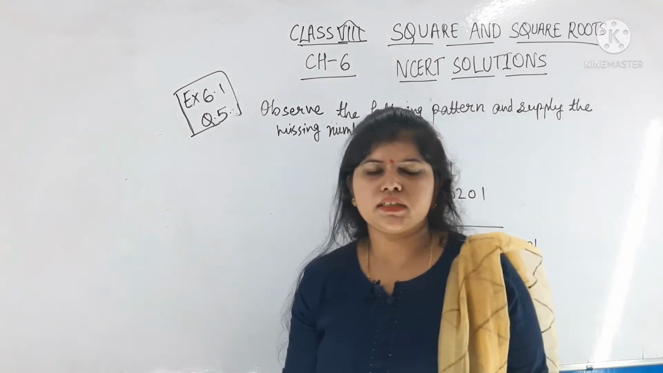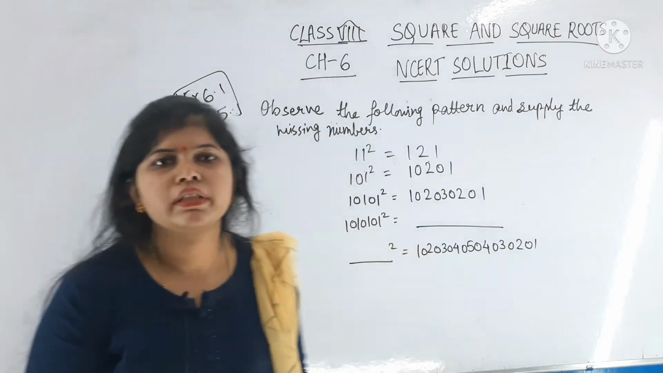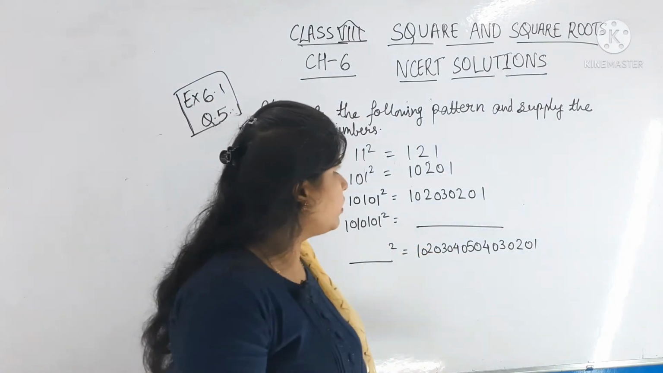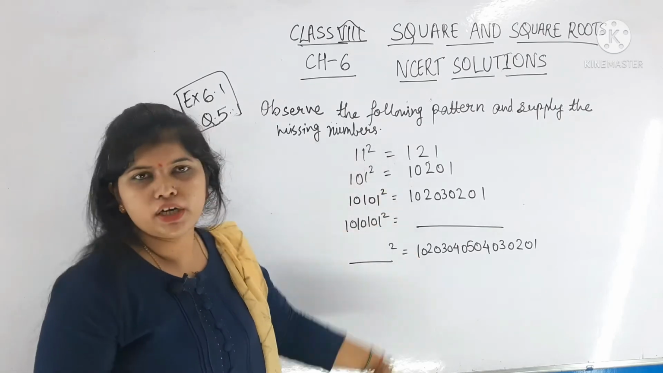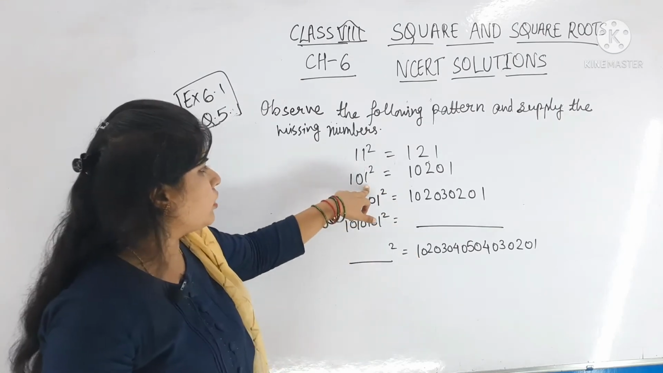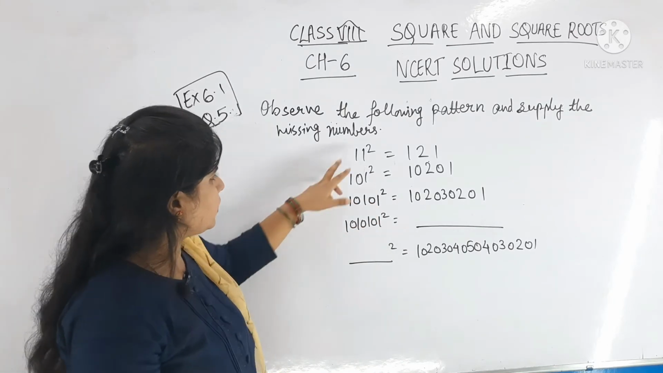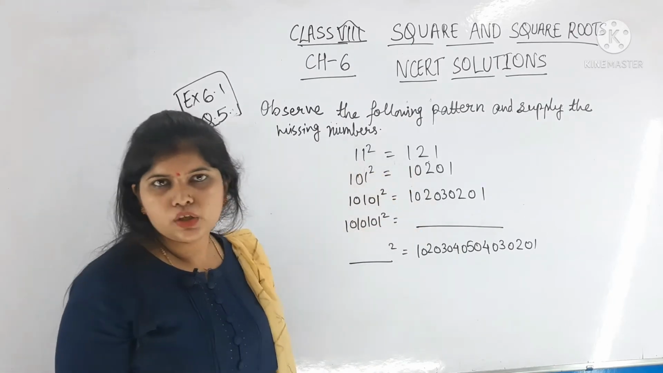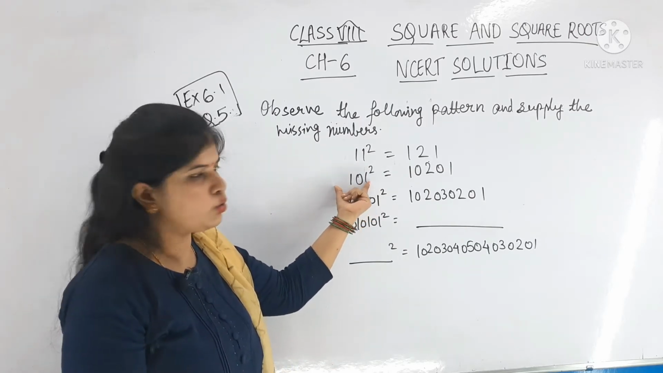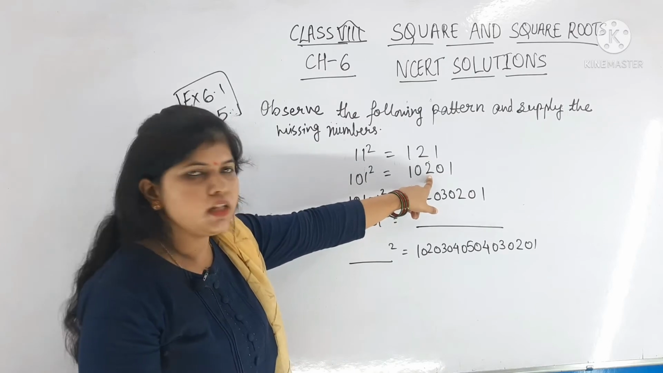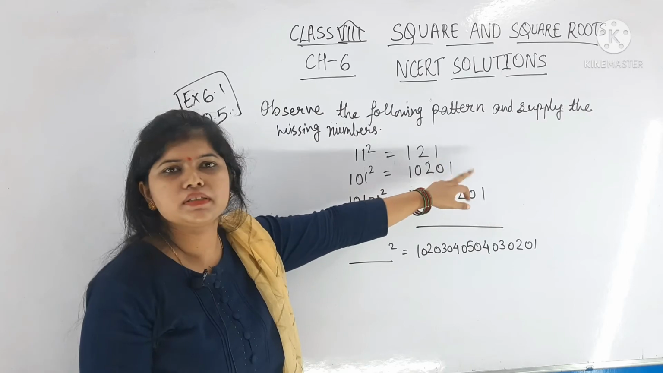Okay students, let's see the next question, that is question number 5. Here also we have to observe the following pattern and supply the missing numbers. So here you can see 11 square is 121, 101. 11 square is equal to 121. So here 1 plus 1 is 2. So in the middle it is 2, and before 2 is 1 0 and after 2 is 0 1.